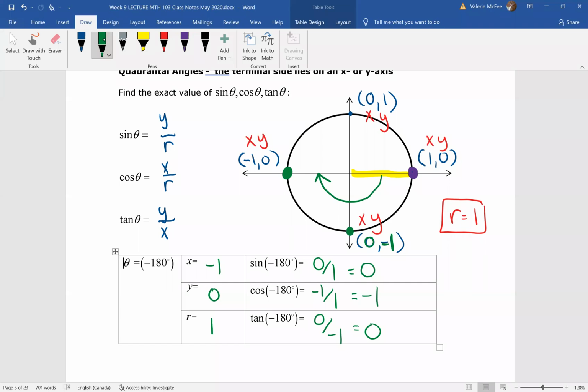You should have found these values. Make sure you practice these. Make sure you know how to find the intercepts on the unit circle and that you're memorizing these ratios for sine, cosine, and tangent.